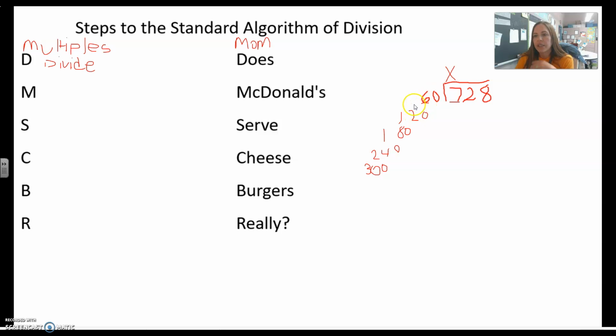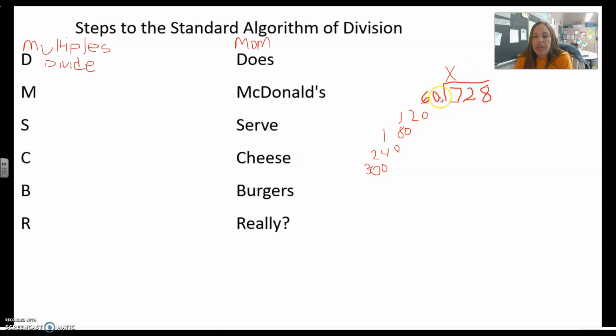I always have this little saying that you want to get really close without going over. In fact, next week, I'll show you a fun video of The Price Is Right, because that's the whole key to The Price Is Right. You want to get really close to the price without going over. So that's what we want to do in division. We want to get really close to what we're dividing in our multiples without going over.